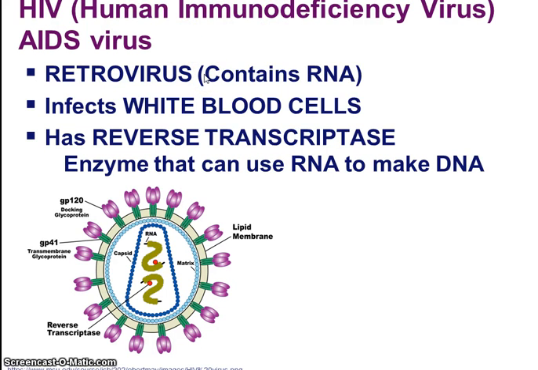HIV, which causes AIDS, is called a retrovirus, and what that means is it contains RNA. They infect the white blood cells, and it has what's called reverse transcriptase, which is an enzyme that can use RNA to make DNA, which is backwards from what it usually is.